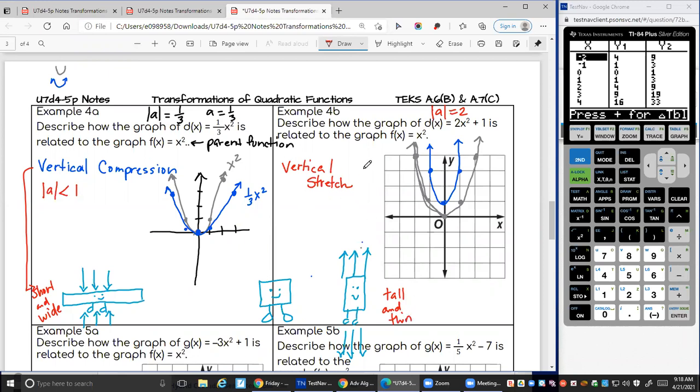But you do have to know the term vertical stretch because that's what's going to be on your test. Vertical stretch is what's happening here. So that's one transformation due to the fact that the absolute value of A is 2. And the general rule is that if the absolute value of A is greater than 1, this is what's going to happen: vertical stretch. Okay.